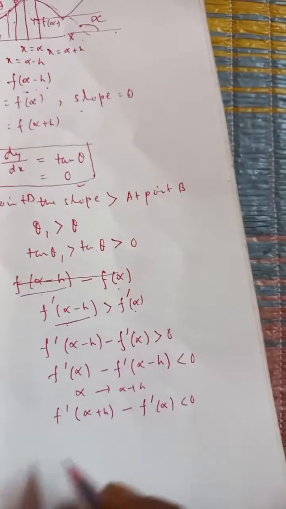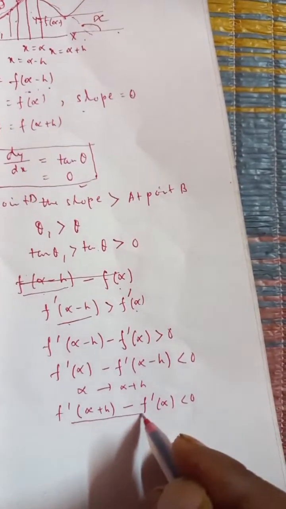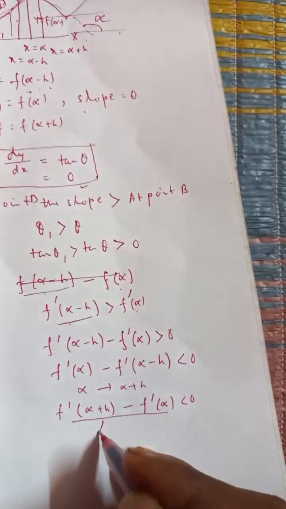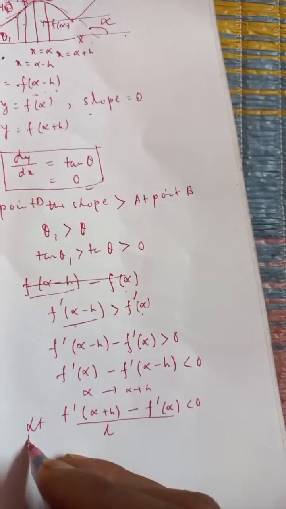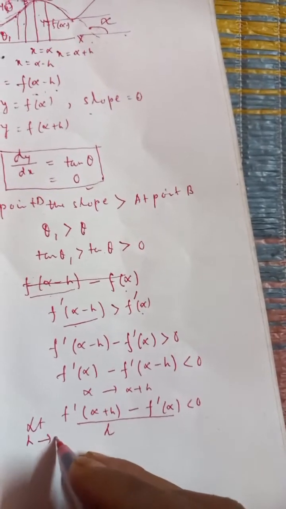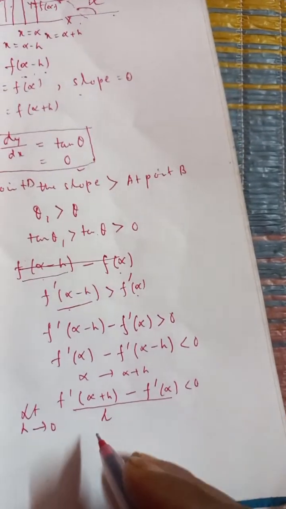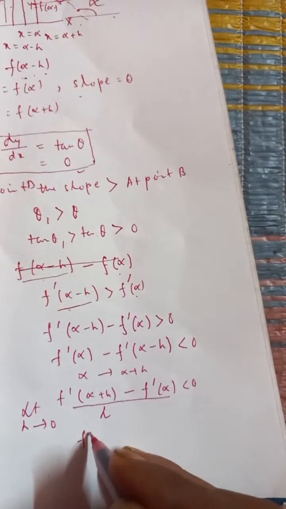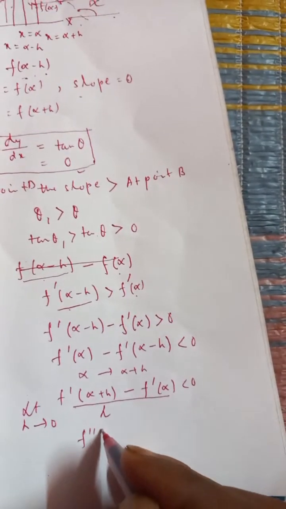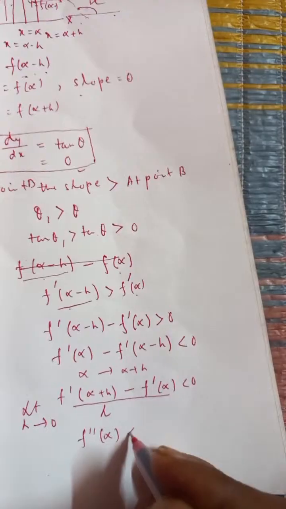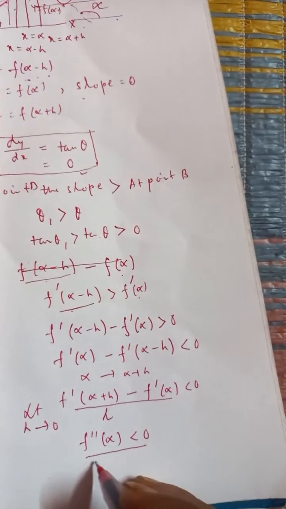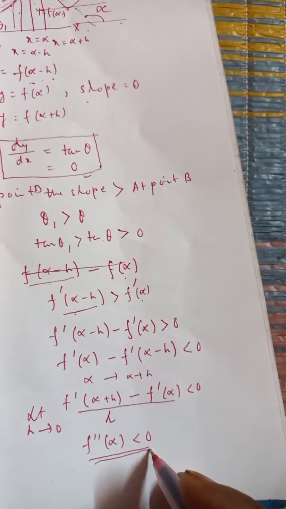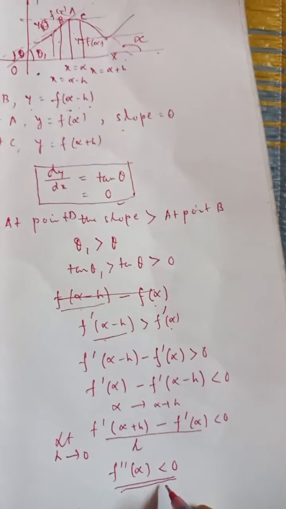If we divide it by h and take the limit as h tends to 0, then we will get the second derivative of f(x) at the point alpha, which is less than 0. So this condition is required for a maximum for any curve.